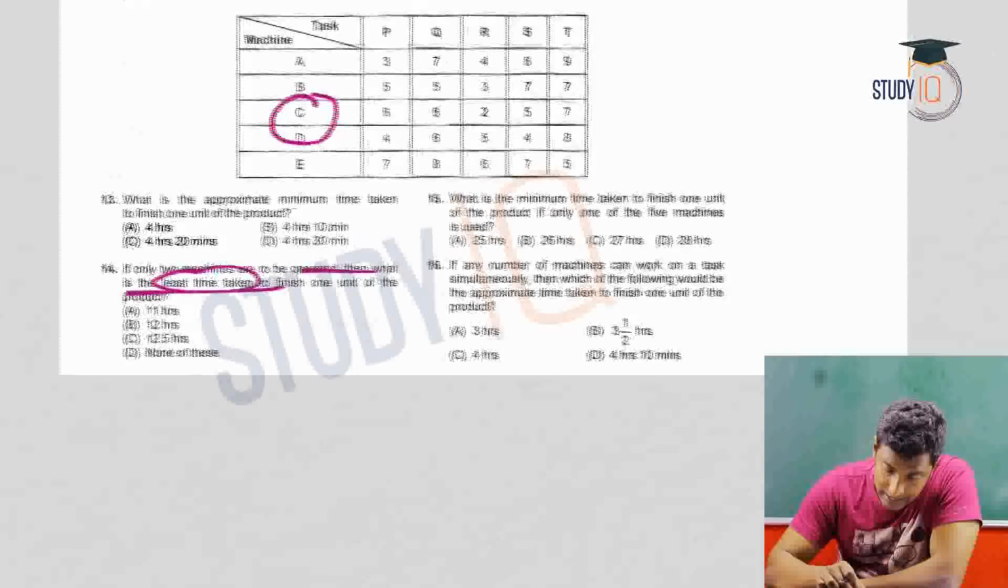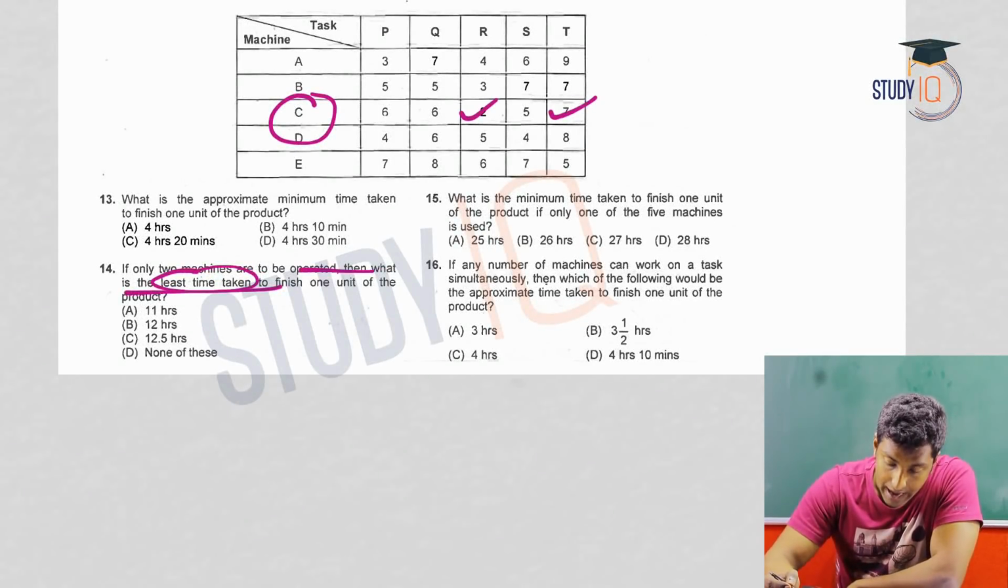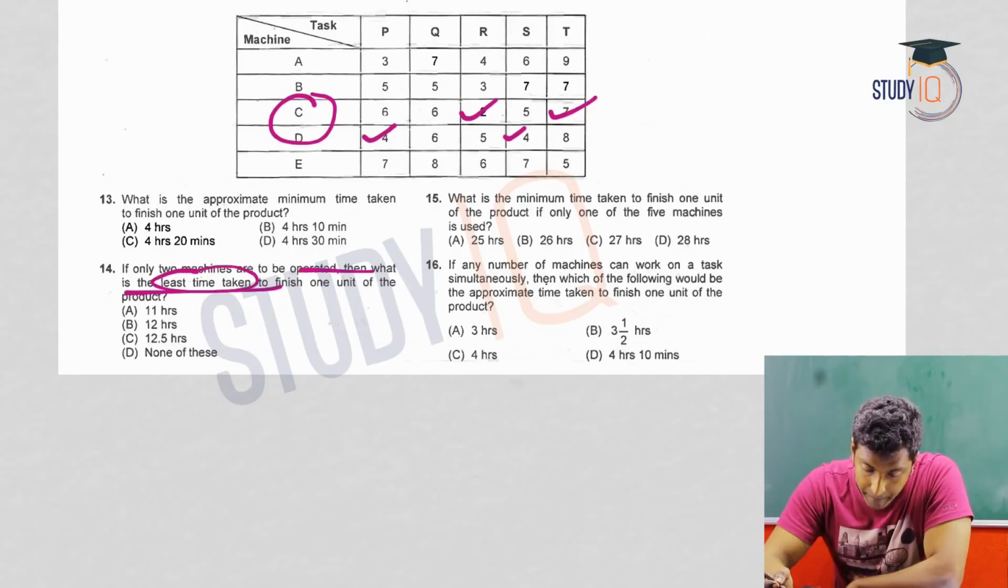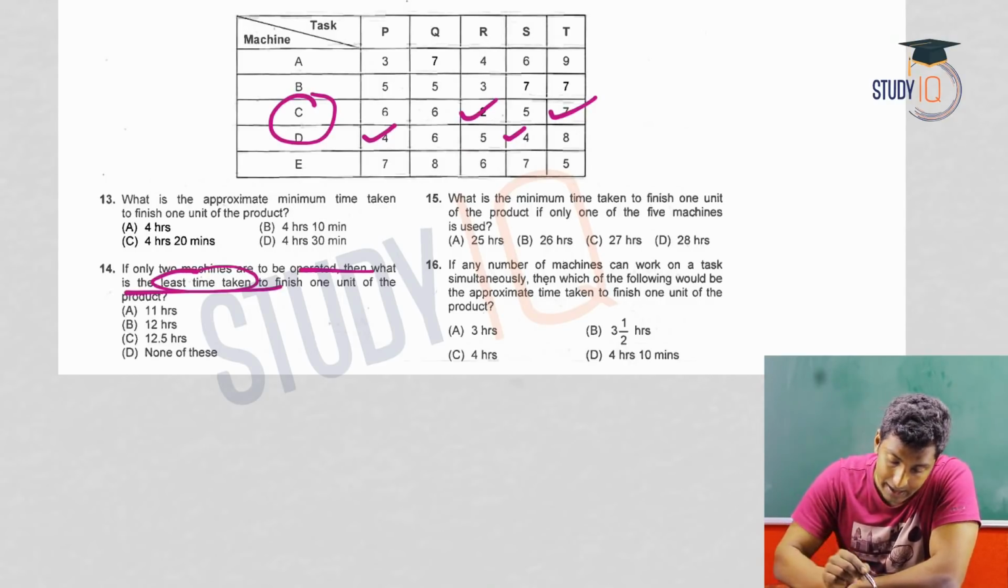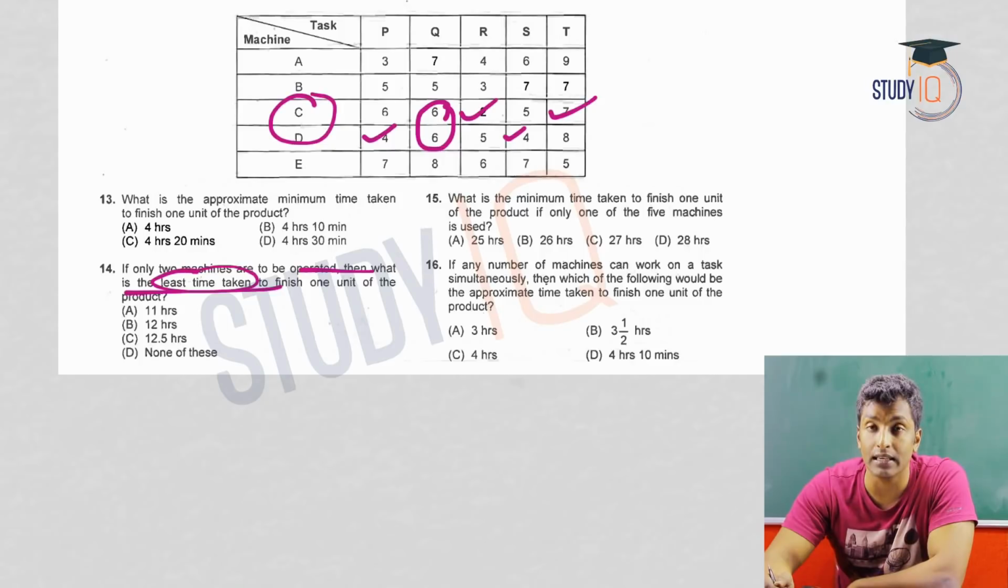So if I pick C and D, what is going to happen? C will do task T and task R, and at the same time D will do task P and task S. Now what is left out? The left out task is Q, and both are equally performing in that. So we can use both of them to finish this task. That's how you can finish this faster.